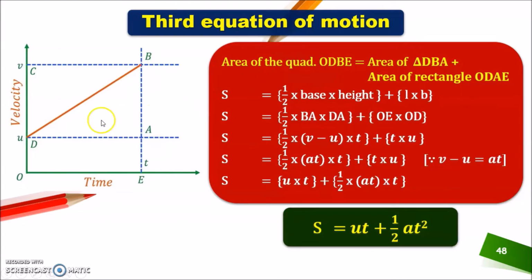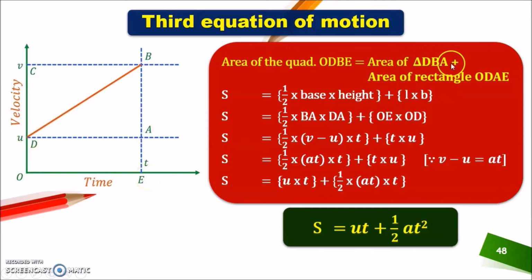Okay, now moving to our third equation of motion. Again, we have to calculate the area under this line. And now we will divide this trapezium into 2 parts, a triangle and a rectangle. So area of triangle DBA plus area of rectangle ODAE.